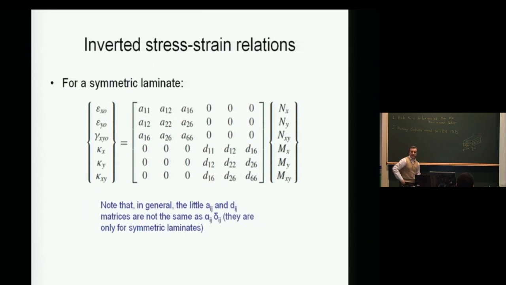Now, if the laminate is symmetric, we said the B matrix, the capital B, or the coupling matrix, is 0. And when you invert it, the inverted matrix will also have a beta matrix equal to 0. So it ends up being in this form. And then instead of using the alpha matrix, we call it the little A matrix and the little D matrix. The reason is that in the general case, they are not the same, but if the laminate is symmetric, then they would be the same.